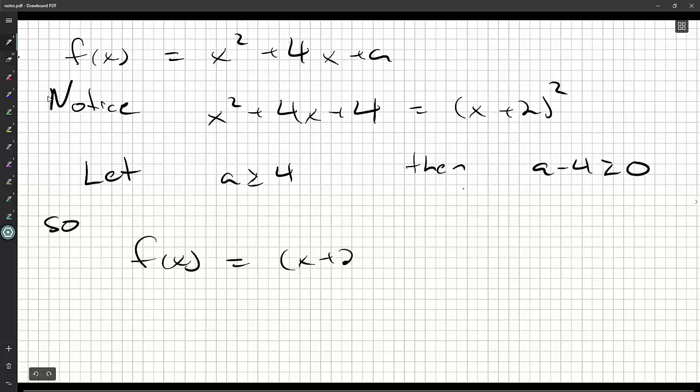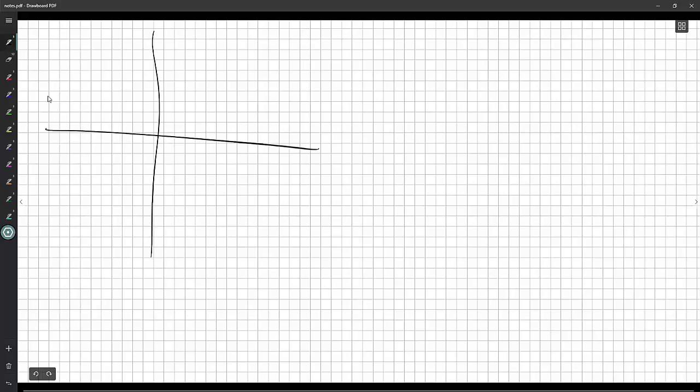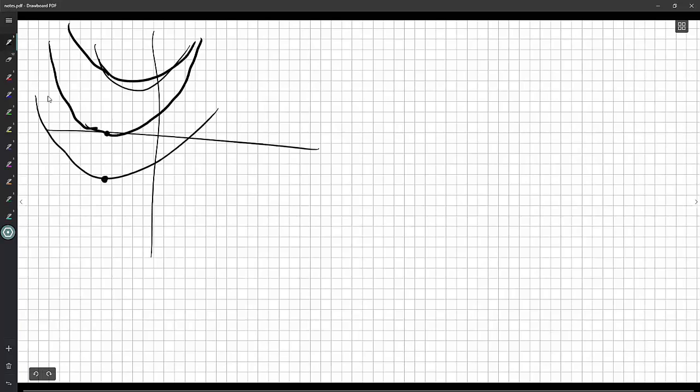So we can write f of x is (x plus 2) squared plus (the square root of a minus 4) squared. What about a's that are less than that? If I were to graph this, it depends on a. If a were 4, we'd get a double root right here. Increasing a brings it up higher. Decreasing a brings it lower. So if a were something like 3, we'd get roots at -1 and -3, and a vertex down here.